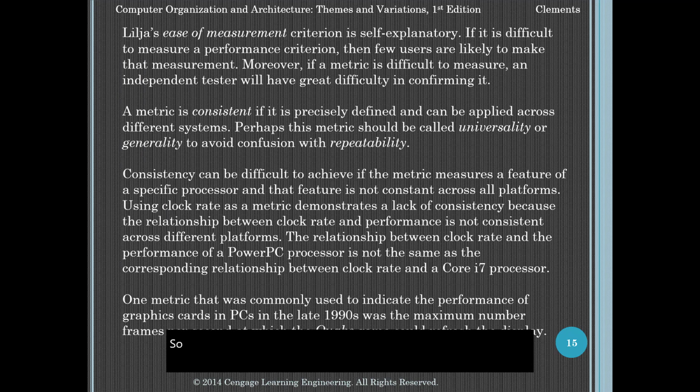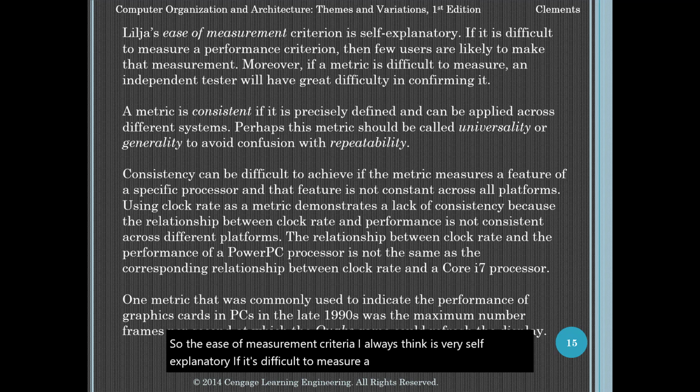So the ease of measurement criterion, I always think is very self-explanatory. If it's difficult to measure a performance criterion, few users are likely to make that measurement. And moreover, if a metric is difficult to measure, an independent tester will have great difficulty in confirming it. So it should be easy to measure a metric.